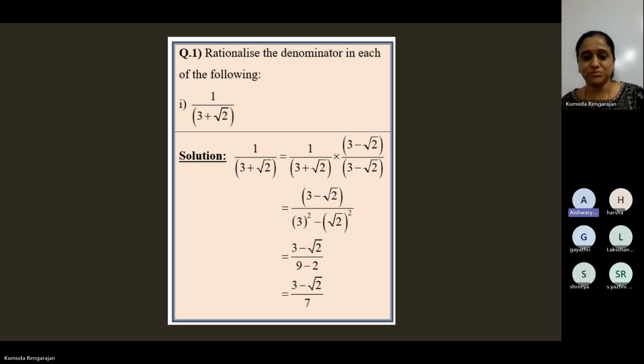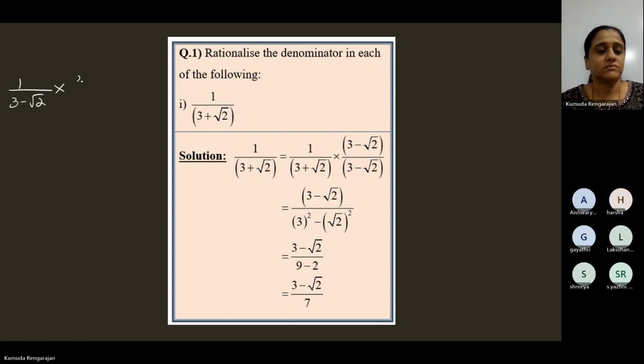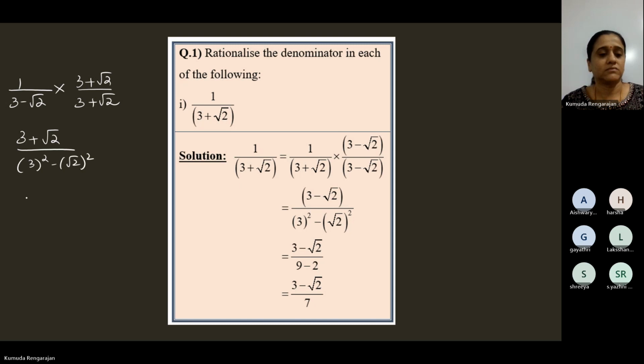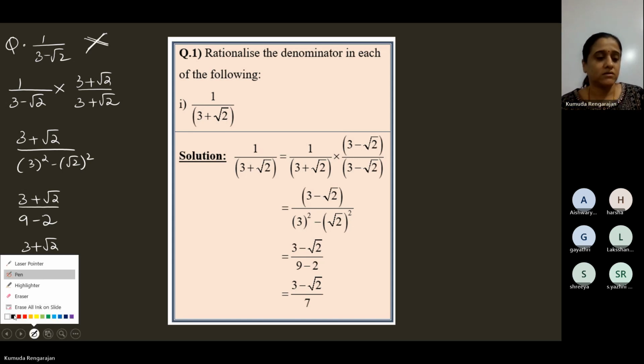Ma'am, here I have a doubt. If the question, instead of this, is 1 by 3 minus root 2, then what will be the answer? You'll have to multiply and divide by 3 plus root 2. Okay, ma'am, so I need to change the sign. Correct. Don't take down this, children. Not this one. Work this one.